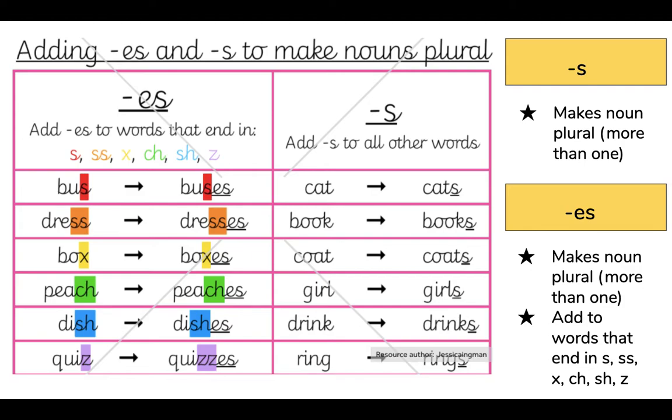Box ends in X, so it becomes boxes. Peach ends in CH, so it becomes peaches. Dish ends in SH, so it becomes dishes. And quiz ends in Z, so it becomes quizzes.